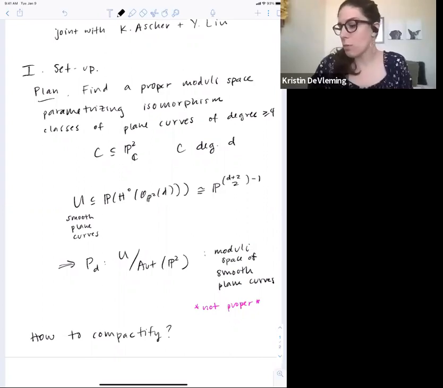So our hope maybe is to compactify this. And in order to compactify this, we need to include singular curves.